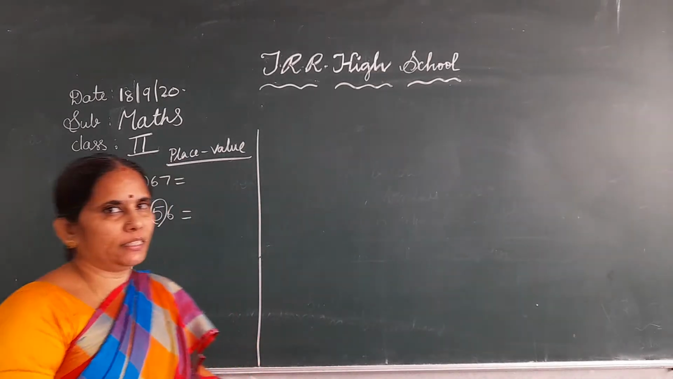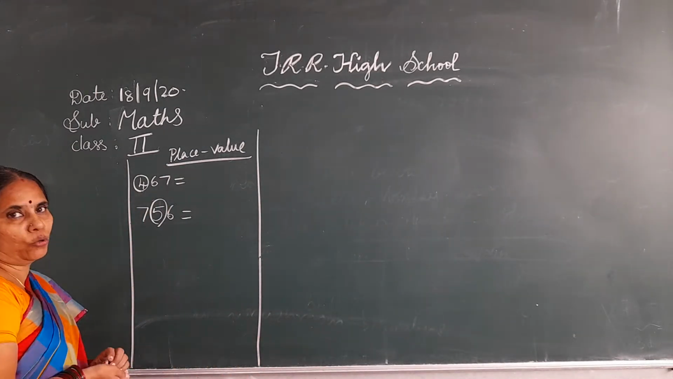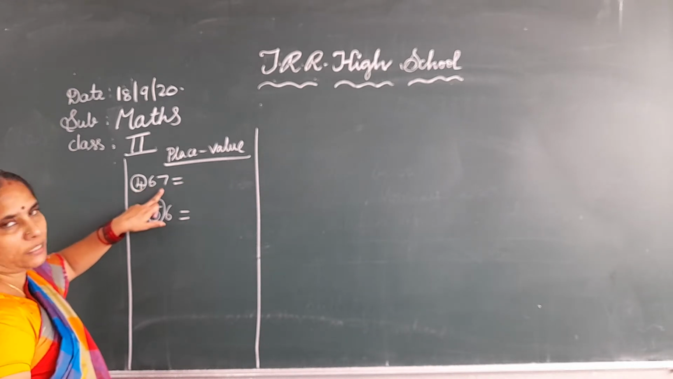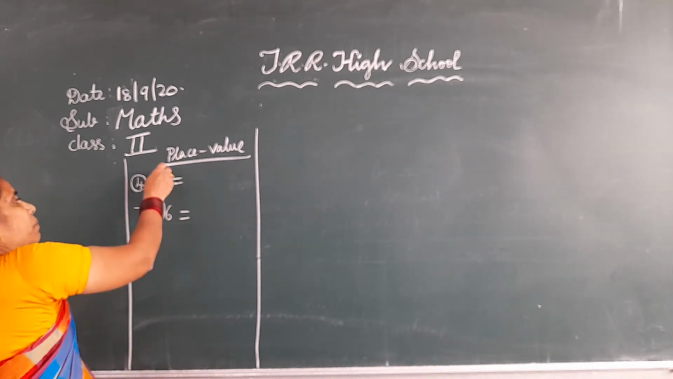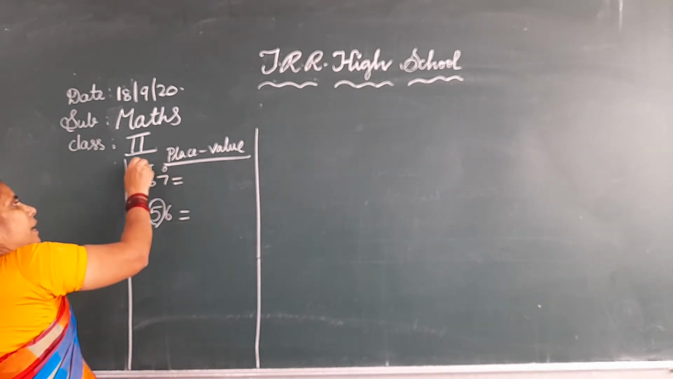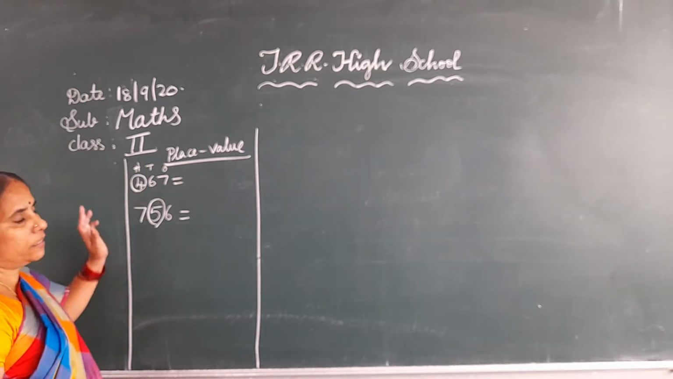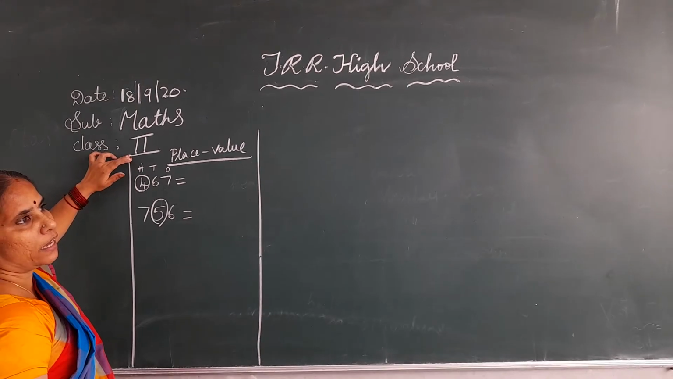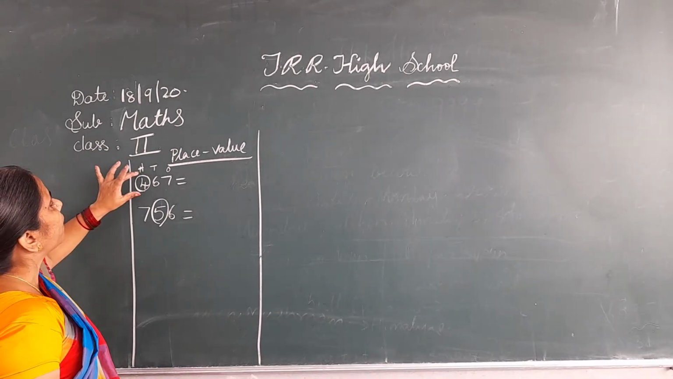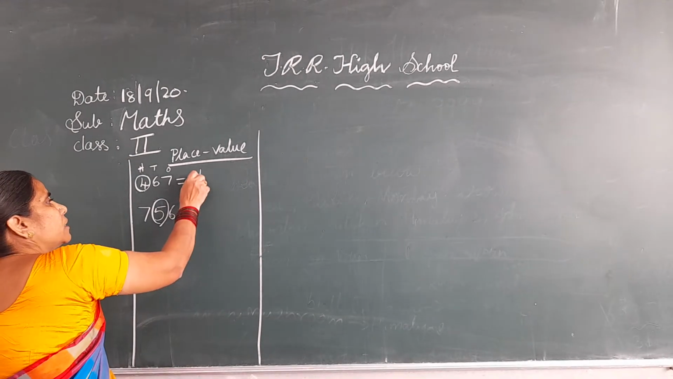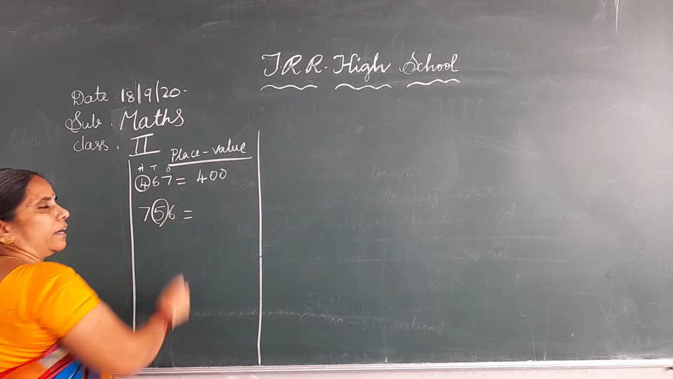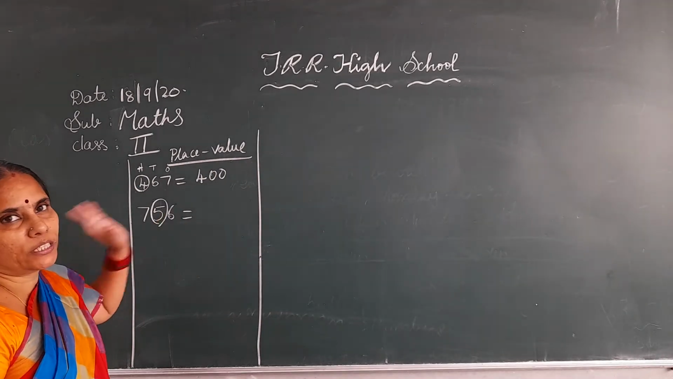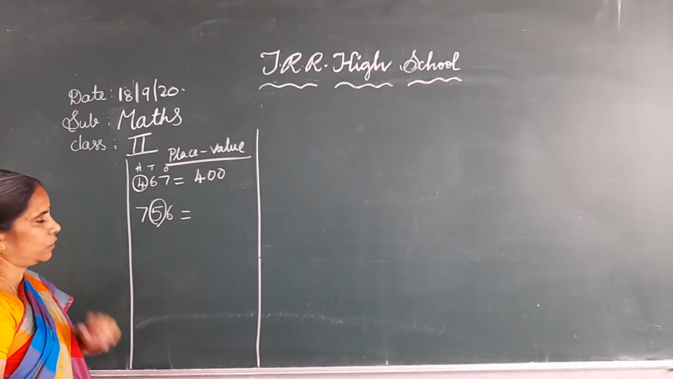Now you check the answer. Already I told you how to write this one. This is 467. First the places: ones, tens and hundreds. 4 is circled. 4 is in the hundreds place. So what is the place value of 4? That is 400. You all wrote 400 only, no? Very good. It is correct. Now go to the next one.